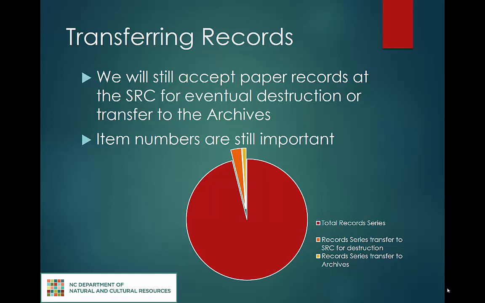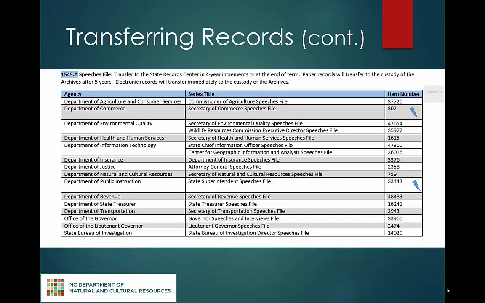Even with this transition to functional schedules, we will still accept transfers of records to the State Records Center, either for eventual destruction or for transfer to the state archives. This process will be very similar to current procedures. An appendix to each functional schedule will list the item numbers that will be used for these transfers. For any record series that have already transferred to the State Records Center, this item number will be the same one the agency has been using. It will be vital that records be boxed according to the trigger date, so there won't be any confusion about when records are eligible for destruction or eligible for transfer to the archives.